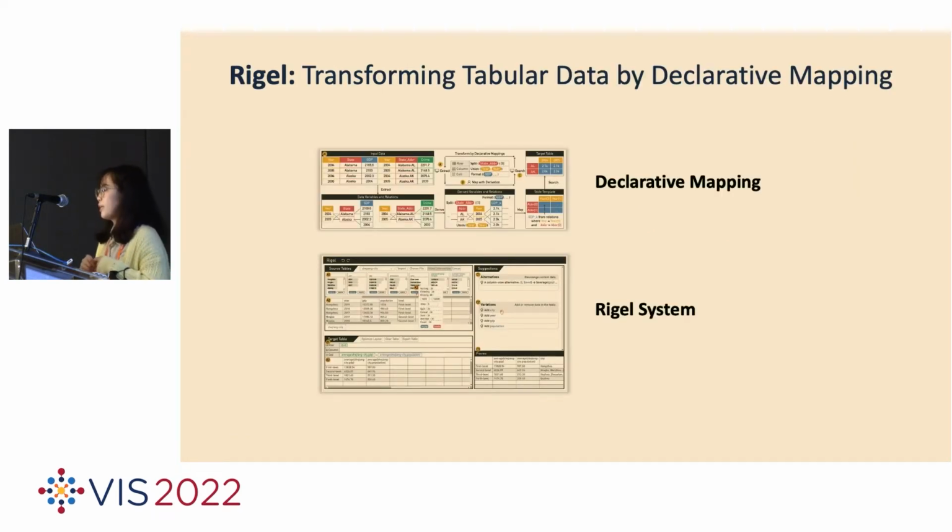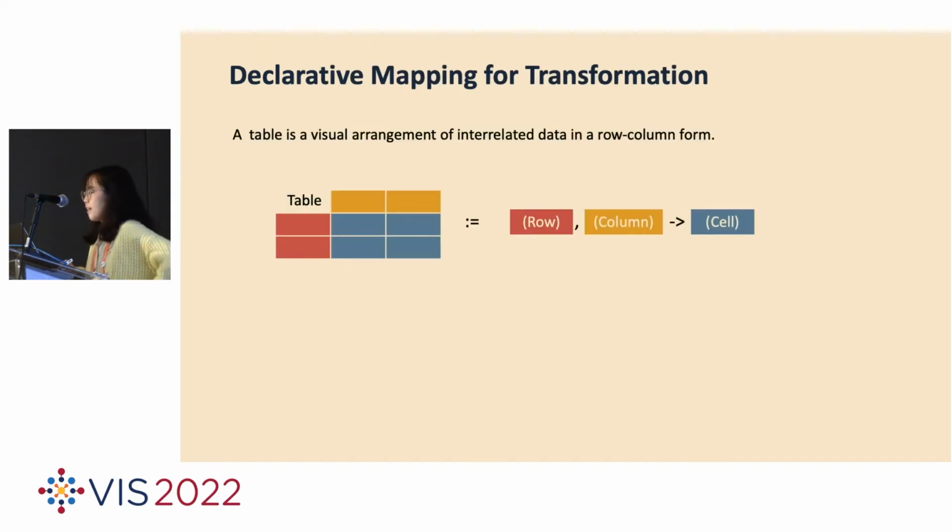So in this work, we introduce RIGO, a general data transformation system that can incorporate a new declarative mapping approach. There are two parts. I will begin with the underlying declarative mapping approach first. We developed this approach with an aim to formulate the user intent into unambiguous table examples. So specifically, we will formulate the table as a visual arrangement of interrelated data in a column and row form. So based on this idea, we divide the table into 3 channels, including row, column, and cell.